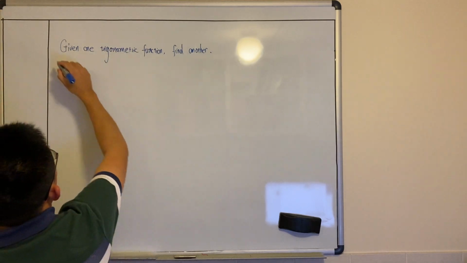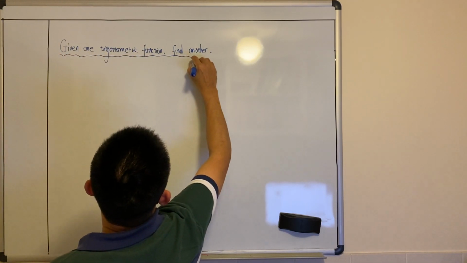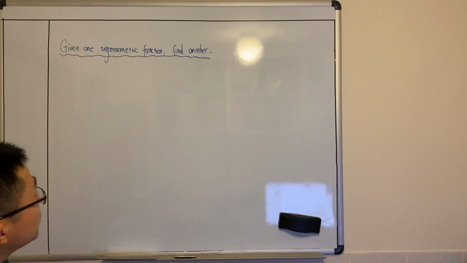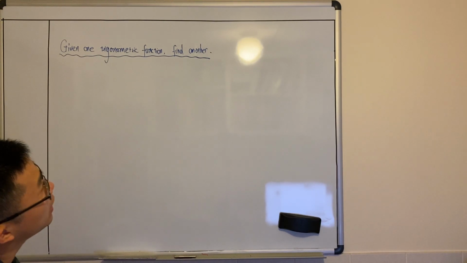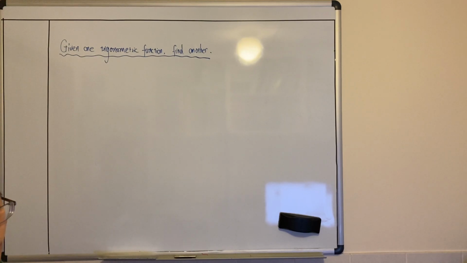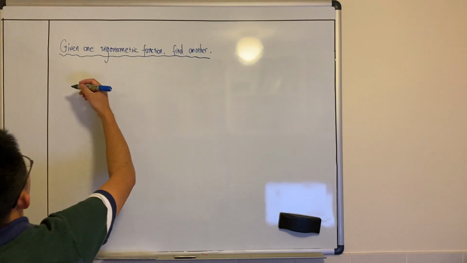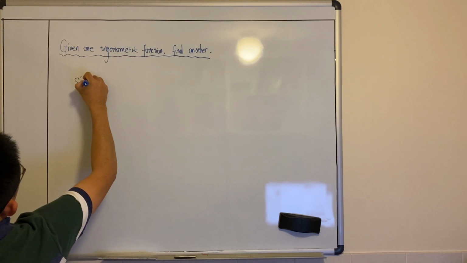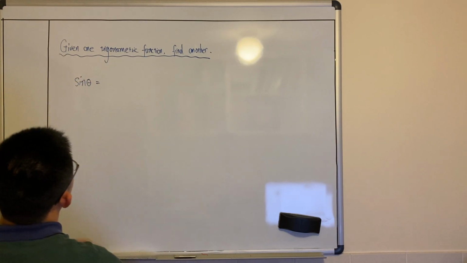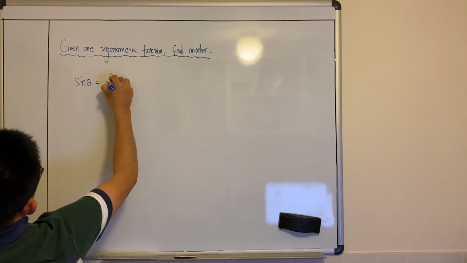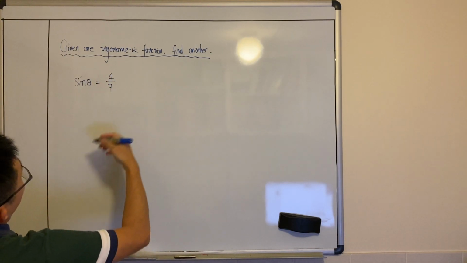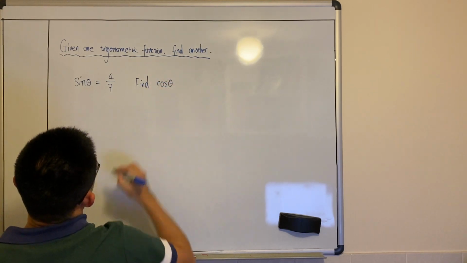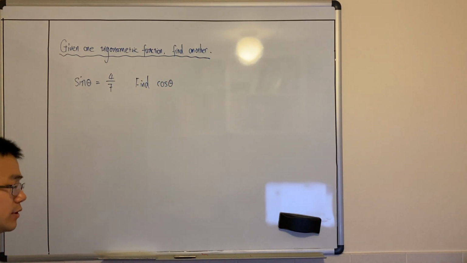Alright, so what does that mean? What we need to use is the idea about the all stations to central to work out what happens if I have one trig function and we need to find the other trig functions. So for example, if it's given like sine theta is equal to 4/7, and then the question asks you to find cos theta.